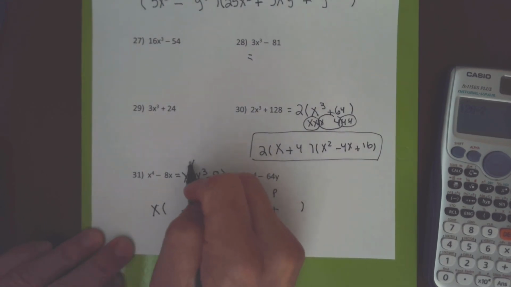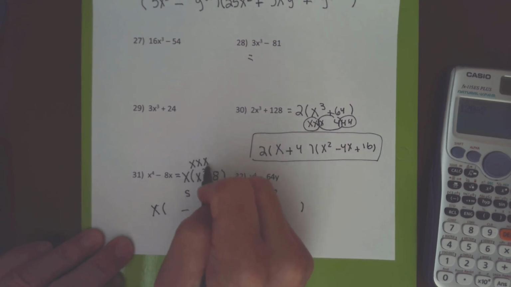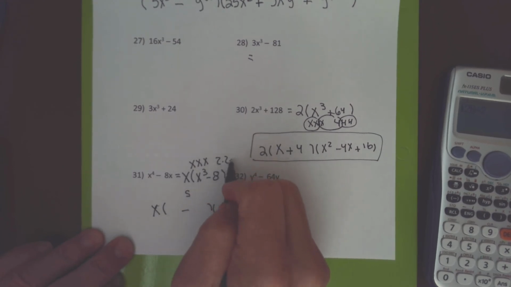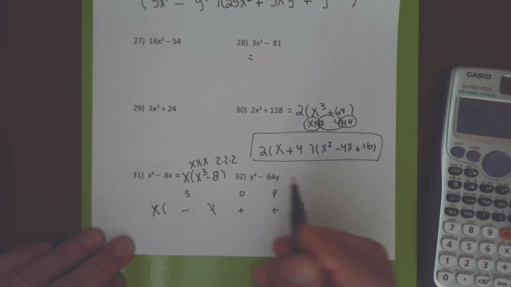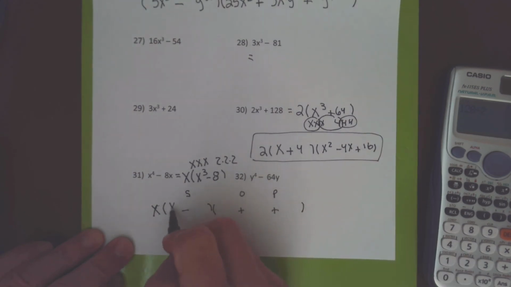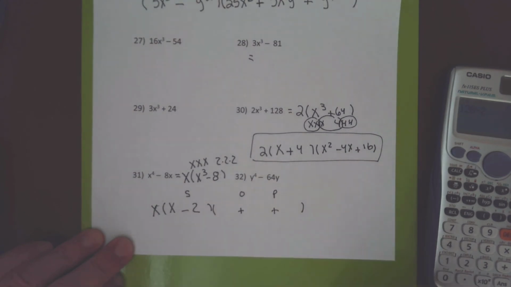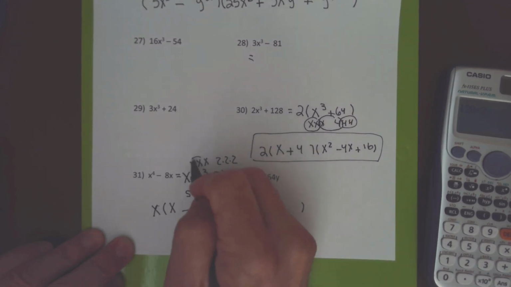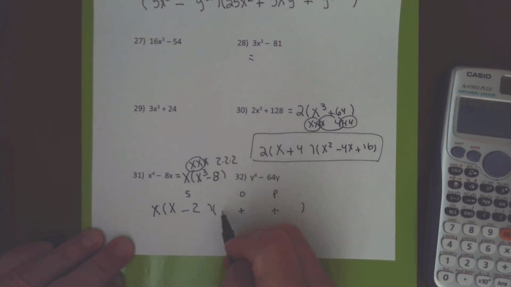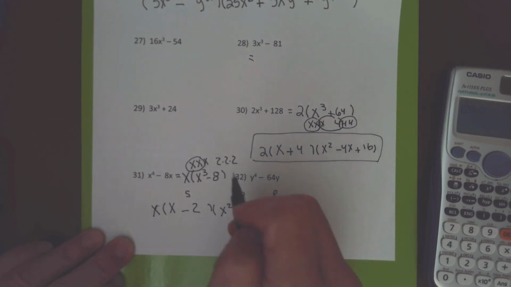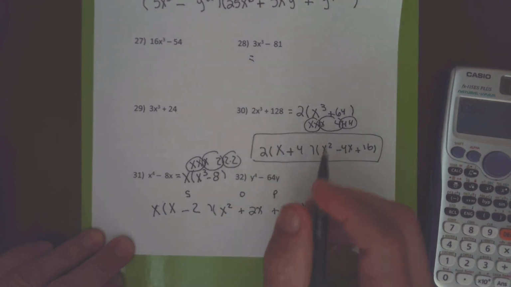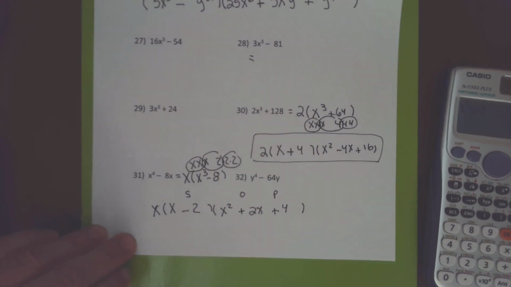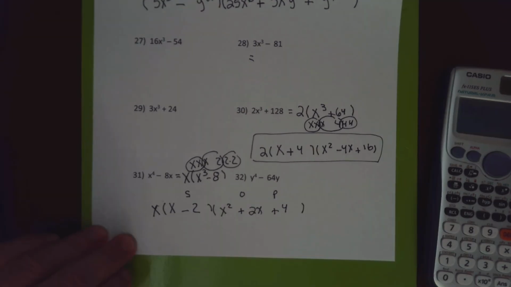The x cubed I think of as x times x times x. The 8 I think of as 2 times 2 times 2. First parentheses gets 1 from the group of x's and 1 from the group of 2's. Second parentheses I do x times x and get x squared. I do x times 2 and get 2x. I do 2 times 2 and get 4. That's my answer. I'm done. Second parentheses, always prime.